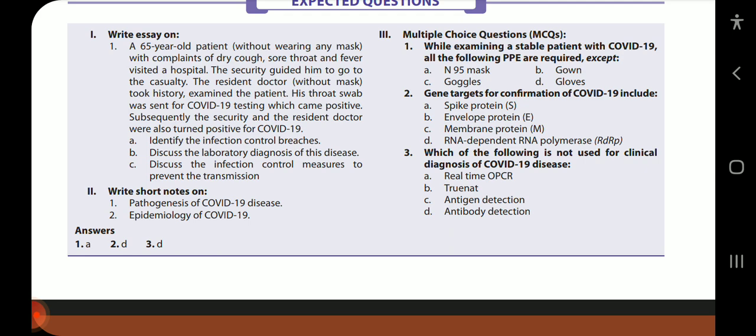MCQs. Now, while examining a stable COVID-19 patient, all the following PPE are required except: gown, gloves, and goggles are required. N95 is required in aerosol cases. Okay. Gene targets for confirmation of COVID-19 include the RNA-dependent RNA polymerase, and which of the following is not used for clinical diagnosis of COVID-19 disease? So, antibody detection is not used. Real-time RT-PCR, TrueNat, and antigen detection are all used. So this completes our chapter on COVID-19 infections.